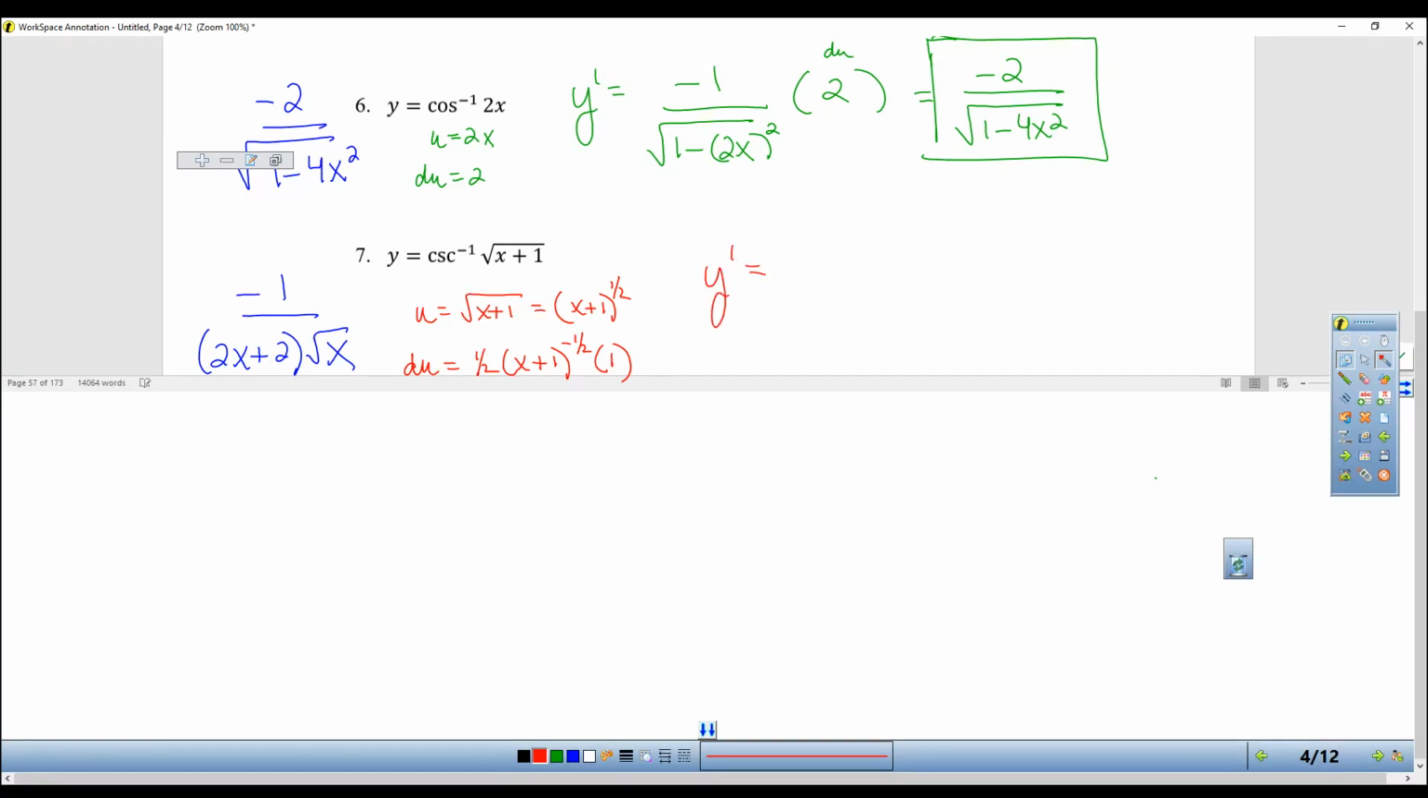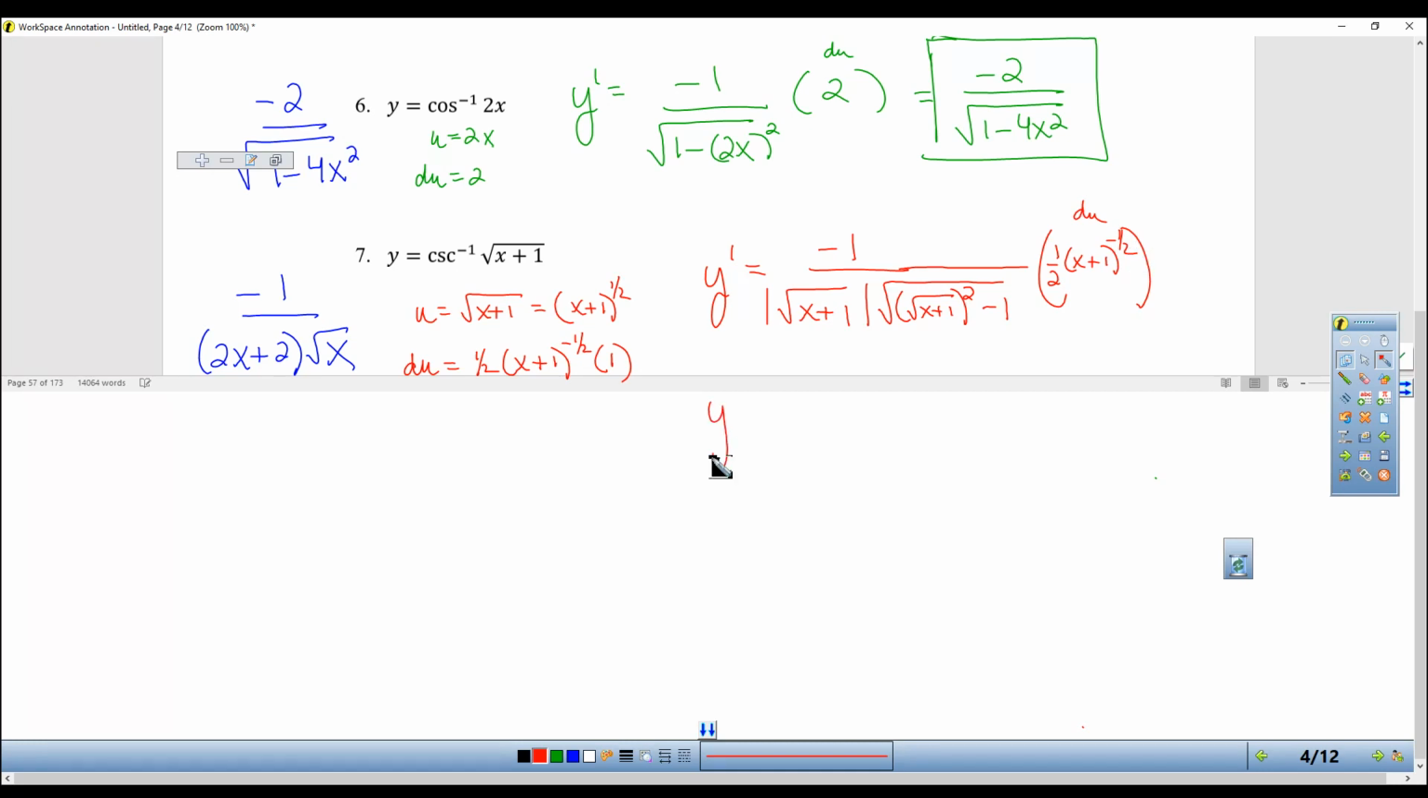The derivative of inverse cosecant is negative 1 over x, or u, which is the square root of x plus 1, times, it's technically in absolute value, but a square root is always going to be positive, but I'll write it just for this one, times the square root of u squared, so square root of x plus 1 squared minus 1, times the derivative of u, which we already figured out, is 1/2 x plus 1 to the negative 1/2.